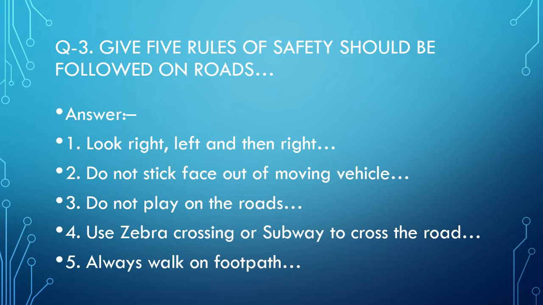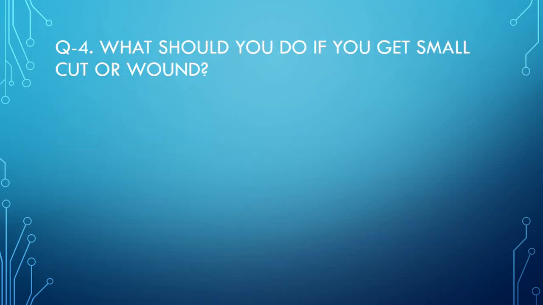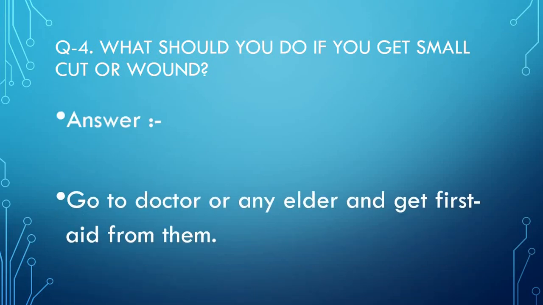Clear enough? I hope that these rules are very much now in your brain. You have already kind of memorized these rules, because we have learnt them, explained them and revised them a lot of times. So moving to number 4. What should you do if you get a small cut or wound, that is injury? Please repeat it after me.